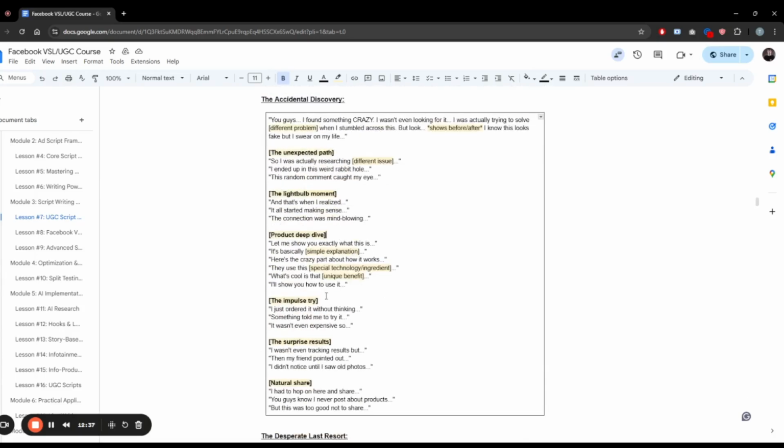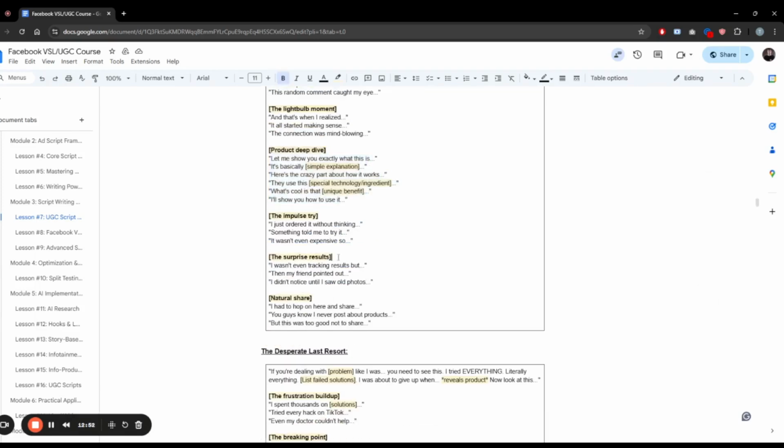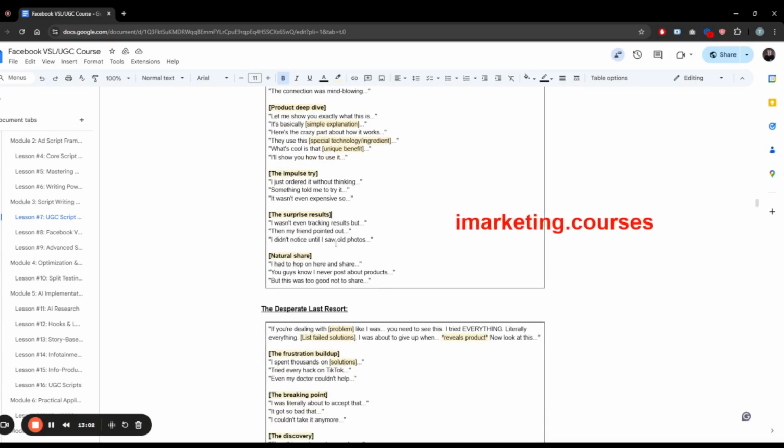And yeah, you move on to the impulse try. So explaining the product, you say, okay, I found out this and that, so I just ordered it without thinking, or I just ordered it and wasn't thinking of it much. And then you have the surprise results. You can say, then my friend pointed out how this looks much better. I didn't know this until I saw old photos. And then you have the natural share. So you can say, I had to hop on here and share, or this was too good not to share.